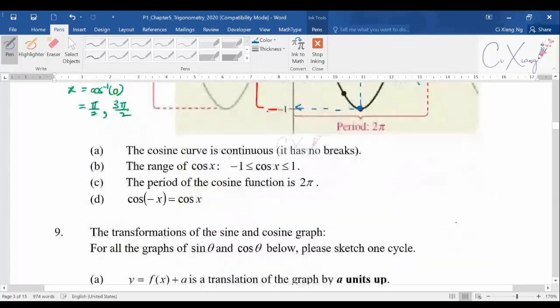Okay, then again, look at the properties here. All right, so for the properties here, generally, all the details you can go through with it. The important part is this one only, I just want to mention it to you: the range for cos x is between negative 1 and 1. Okay, so this is what we have.